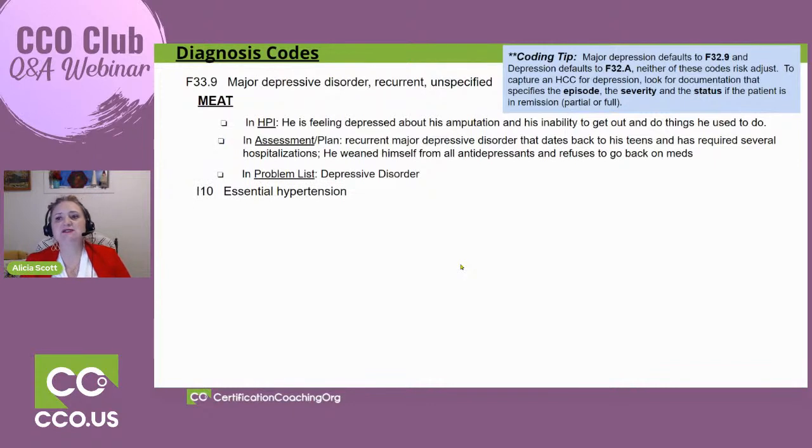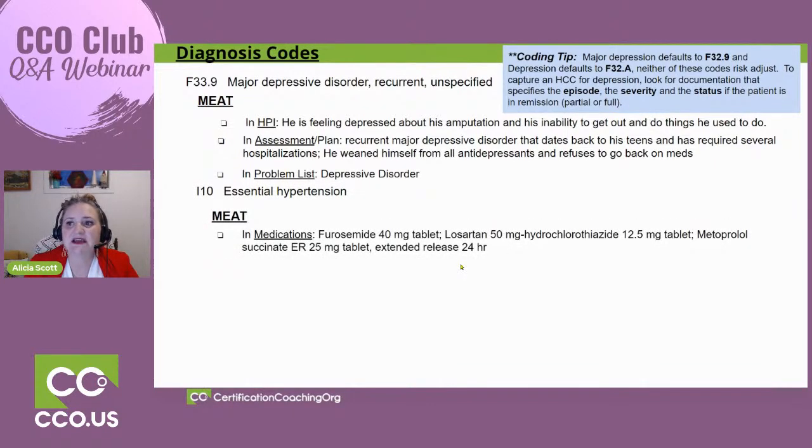Now let's move on to essential hypertension, I10. Our meat is medications. We got several medications that can be linked. Furosemide, which is a water pill, it's just generic Lasix. Losartan, that has the HCTZ in it, hydrochlorothiazide. I always love saying that word. And metoprolol extended release. Those are all medications that can be used for hypertension.